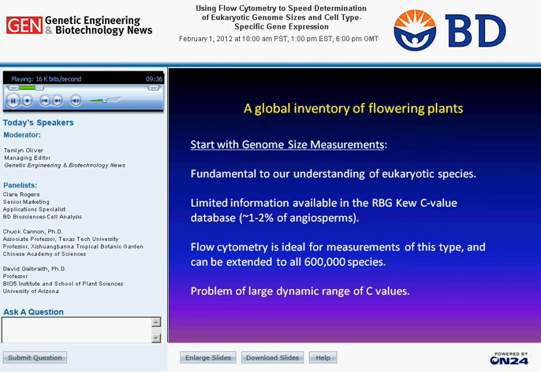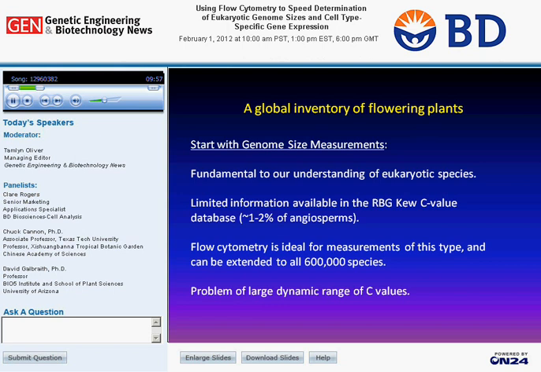what kind of global inventory should we start with? I think we should start with genome size measurements simply because it's easy to do, and it's fundamental to our understanding of eukaryotic species. For genome sizes, there is a database available in the Royal Botanical Gardens in Kew. The limited information is available there. About 1 to 2% of the flowering plants are categorized there.